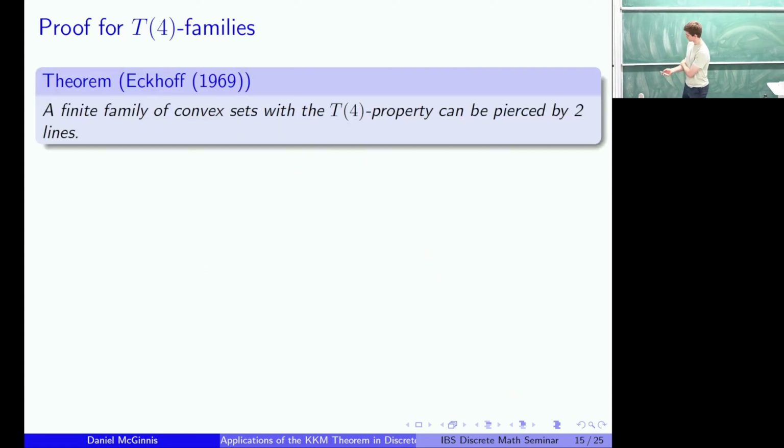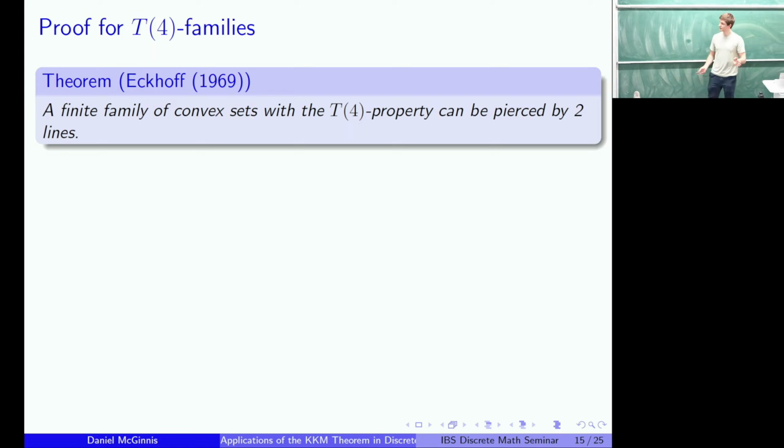Okay, so what I'll do first to illustrate a first example of how this theorem could be used is prove this theorem of Eckhoff, that a finite family of convex sets with the T4 property can be pierced by two lines. This wasn't his original proof, but this is a different proof of his result.